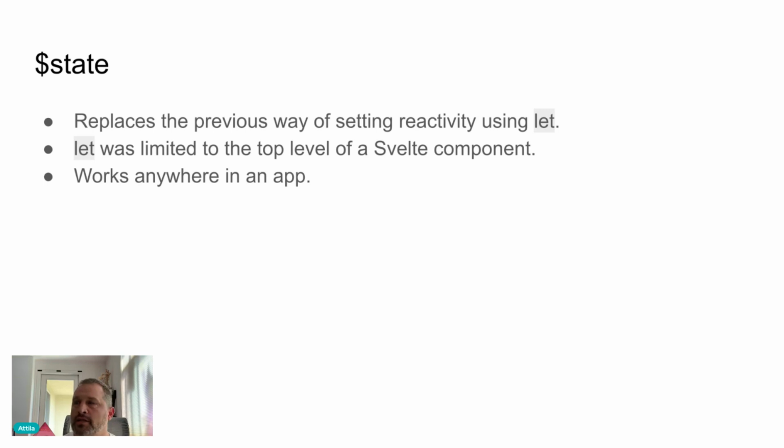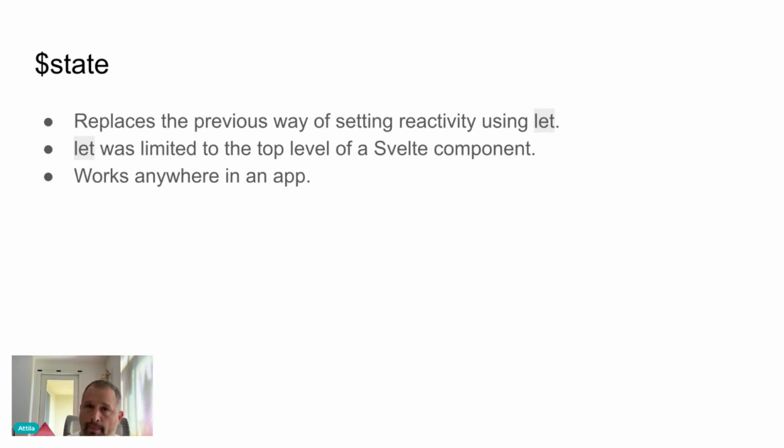There were a few limitations with let. Number one, it only worked at the top level of a component. So for example, if you had a function within your component and you used let to define a variable there, it would just be a regular variable. You wouldn't be able to use it reactively. And in addition to being usable anywhere in the component, the state rune will work anywhere within the app. So it could be outside of a Svelte component. It could be in any sort of utility JavaScript file, or if you're using TypeScript, a TypeScript file. And again, I'll show some more examples of that. So there's a lot more flexibility.